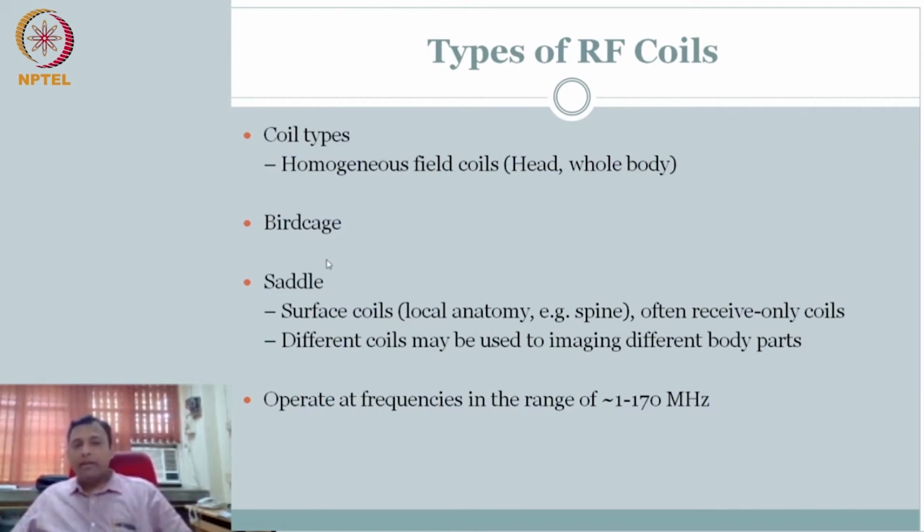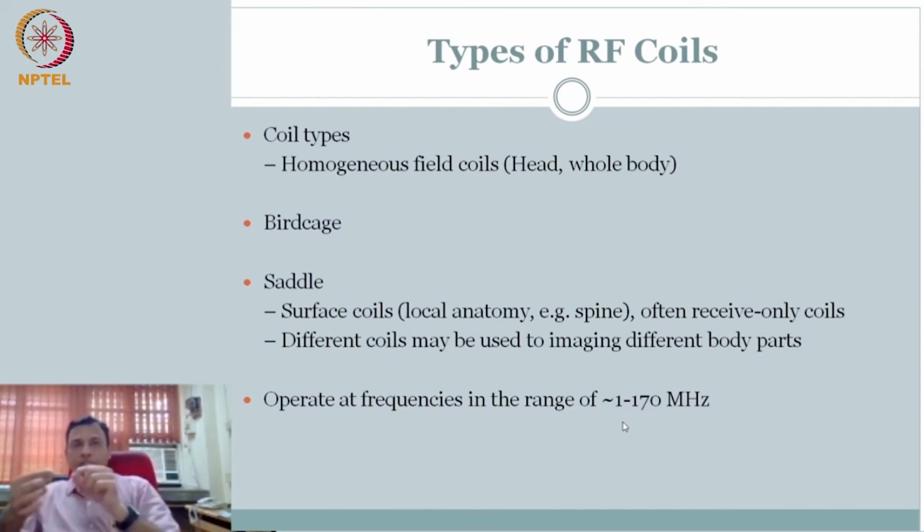You can have dedicated coils also, bird cage, saddle, and surface coils. You can have a surface coil for the knee, the elbow, or a dedicated receive-only coil for a particular location. So you have different coils for different parts of the body. Of course, all of them should operate within this range. Remember this range? We are talking about 42 megahertz per Tesla. So you should be able to operate.